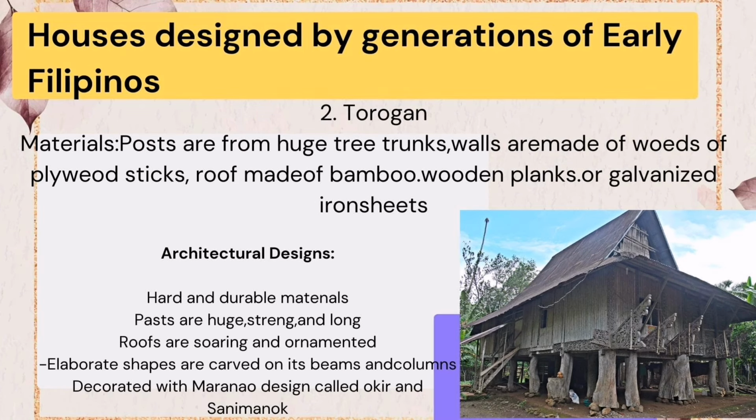Torogan. Materials: posts are from huge tree trunks. Walls are made of wood or plywood sticks. Roof made of bamboo, wooden planks, or galvanized iron sheets. Architectural designs. Hard and durable materials. Posts are huge, strong, and long. Roofs are soaring and ornamented. Elaborate shapes are carved on its beams and columns. Decorated with Maranao design called Okir and Sarimanok.